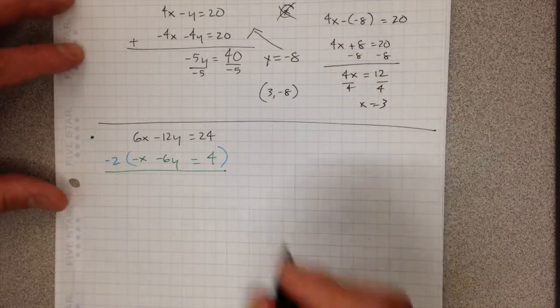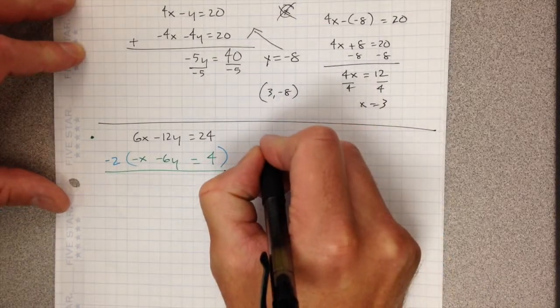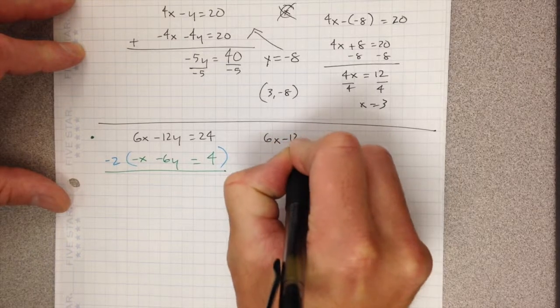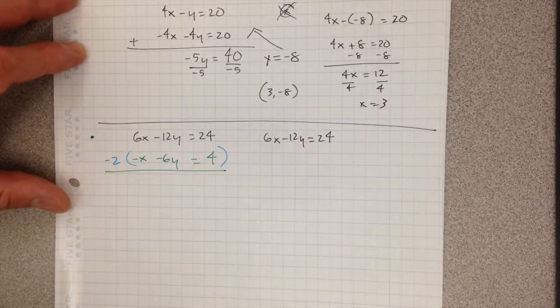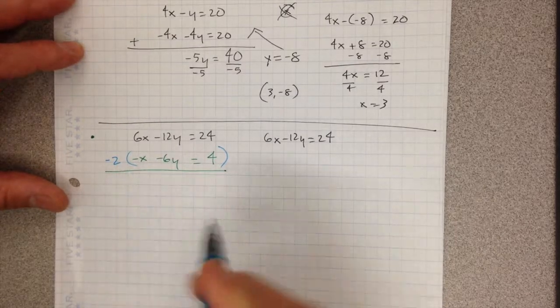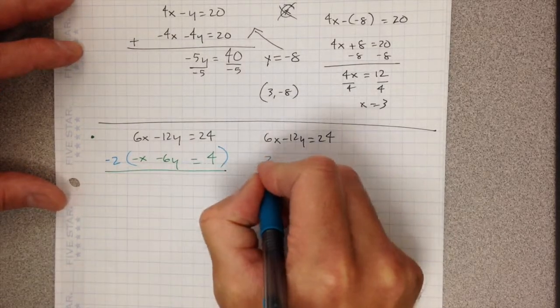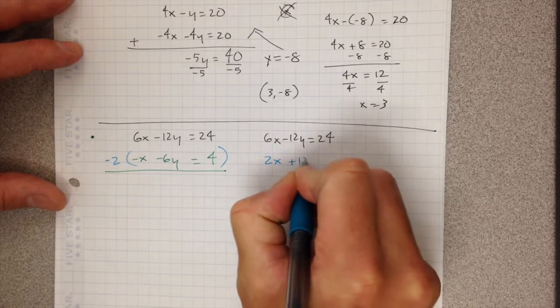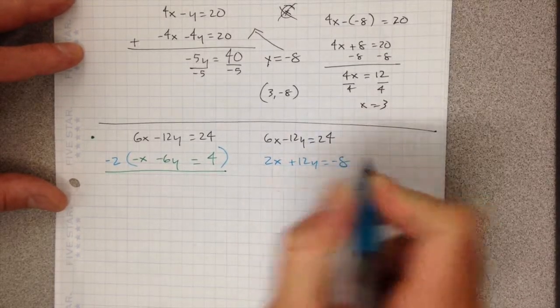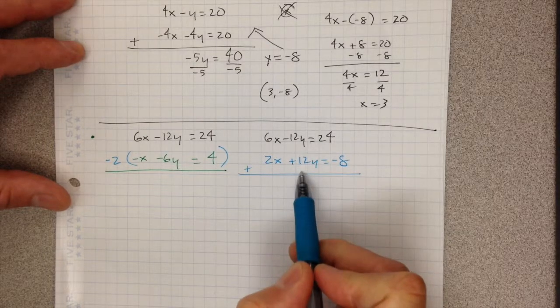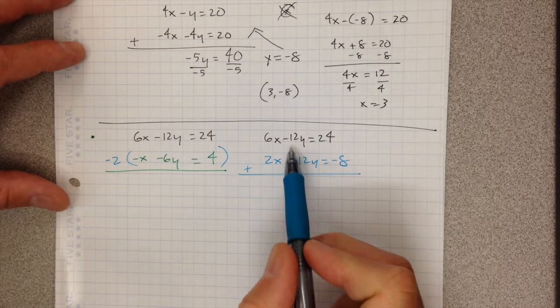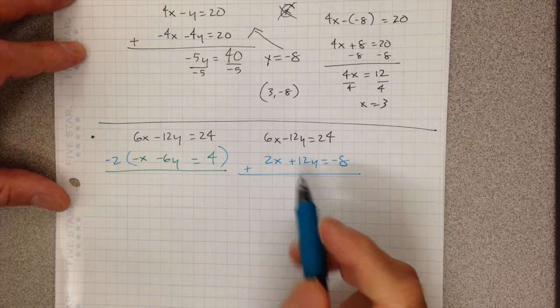So let me rewrite these equations here. My top one is unchanged. 6x minus 12y equals 24. Down below, I will rewrite it in a light blue now to show we have multiplied. I get a 2x plus 12y equals -8. Now looking at this, I see opposite coefficients of the same variable. That's what we're looking for, a 12y and a -12y, and we have them.